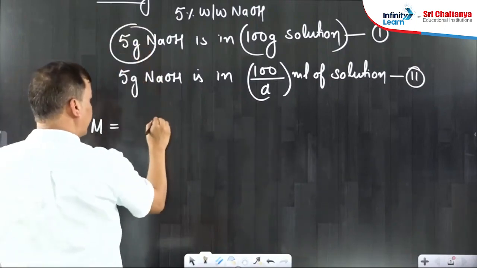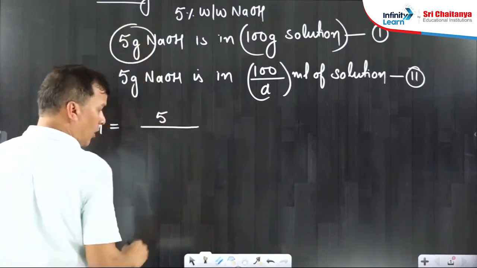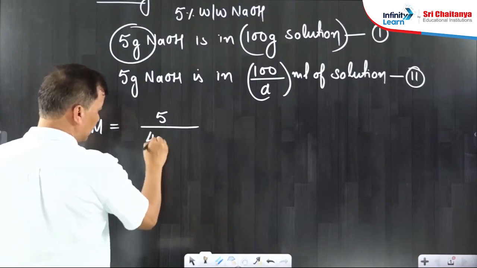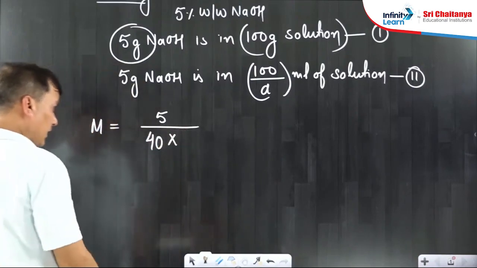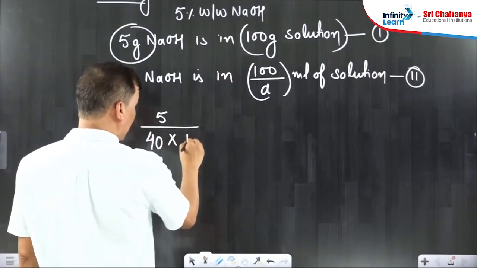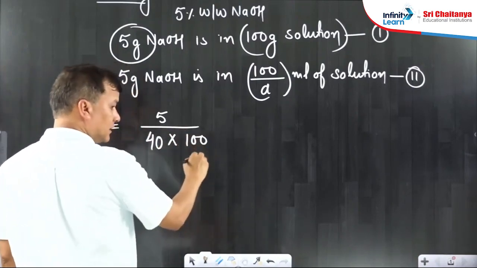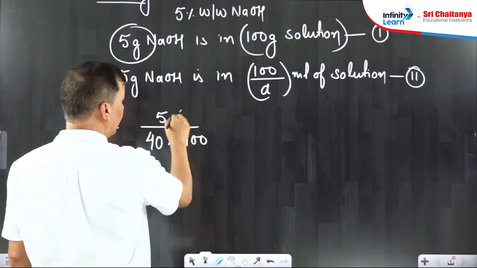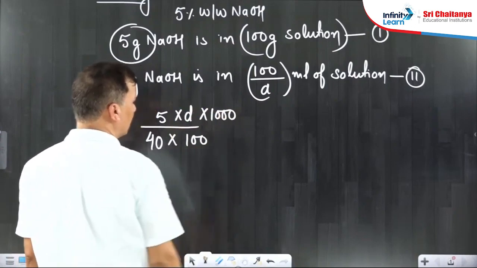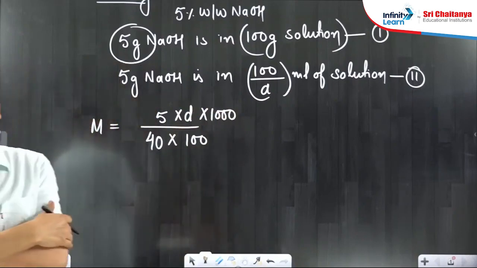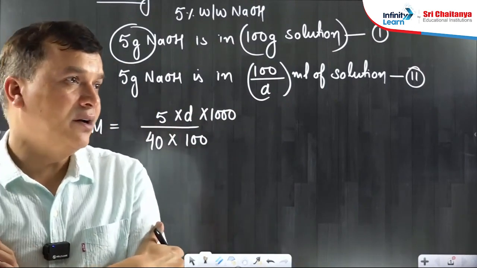This is 5 gram upon molar mass. You got it or not? And divided by volume of solution, which is 100 upon what? Density, and has to multiply with 1000. Maybe you are understanding or not? Got it? Yes, very good.